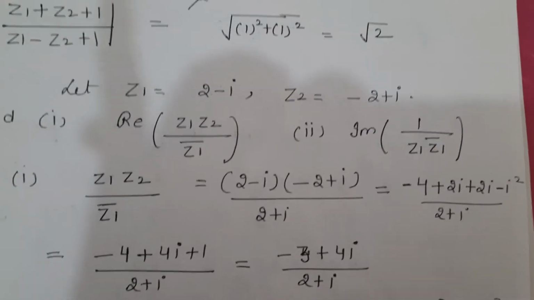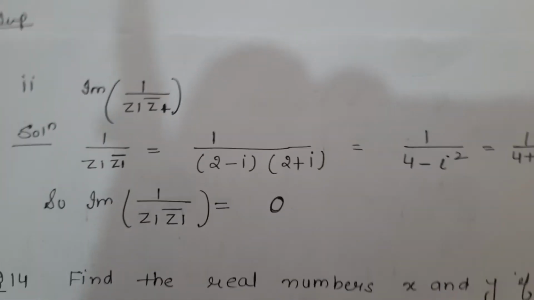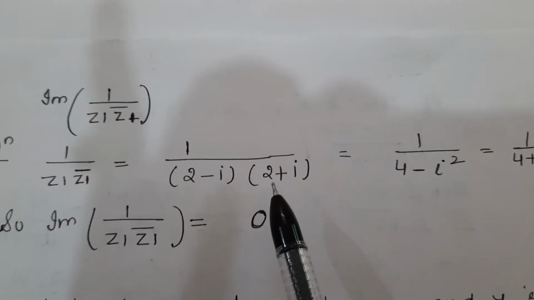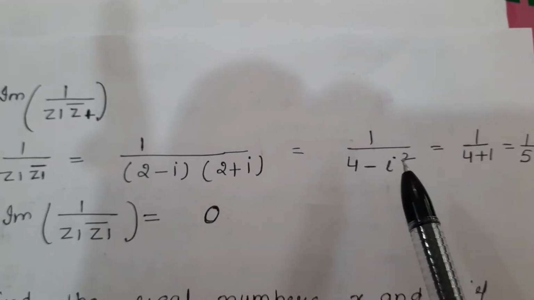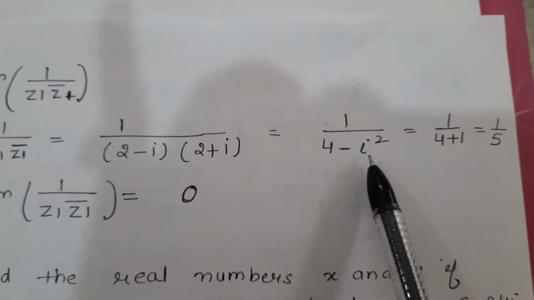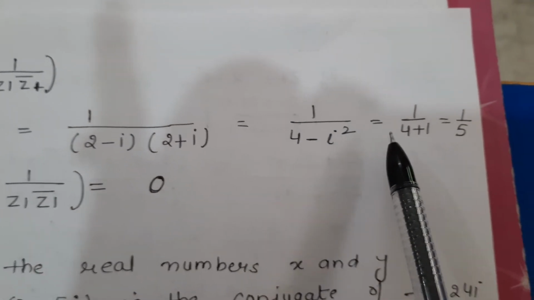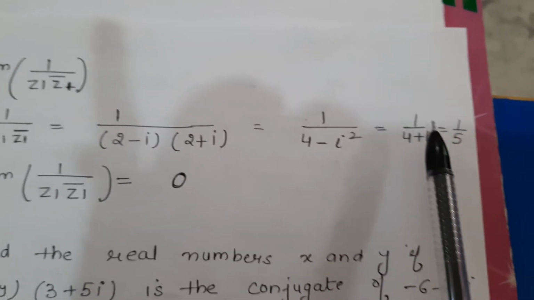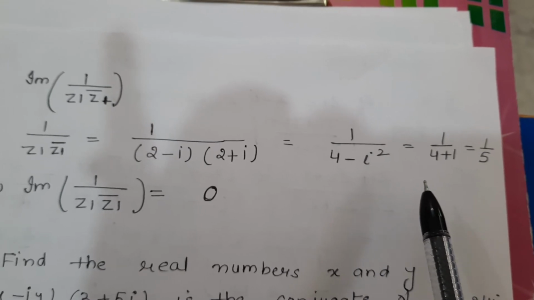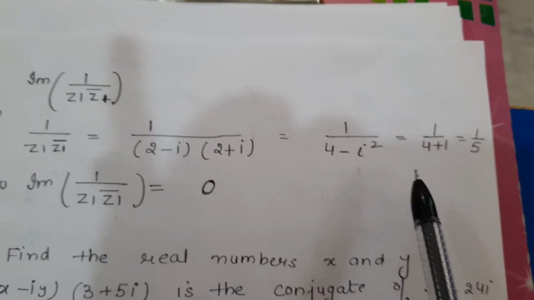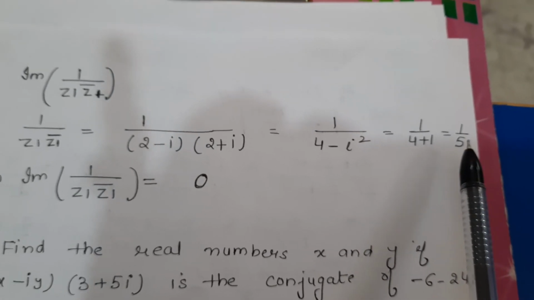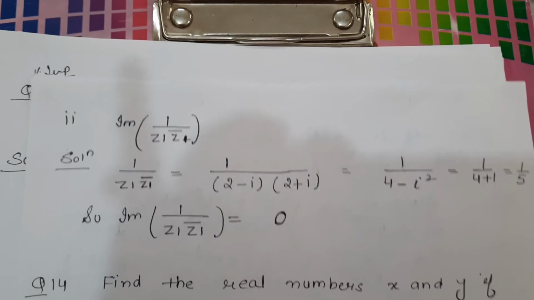For which first you'll solve z1 into z1 bar. So we'll have z1 into z1 bar. z1 is 2 minus iota. So z1 bar will be 2 plus iota. So you have 1 upon 4 minus iota square. Now this is 4 plus 1, so 1 upon 5. So if you have to find this imaginary part, clearly this is a purely real complex number. So its imaginary part is 0. You can rewrite this as 1 by 5 plus 0 iota. So the term with iota is 0. So the imaginary part is 0.